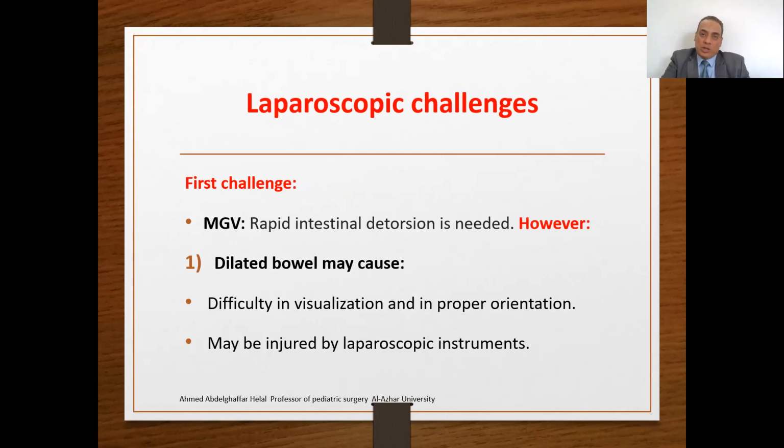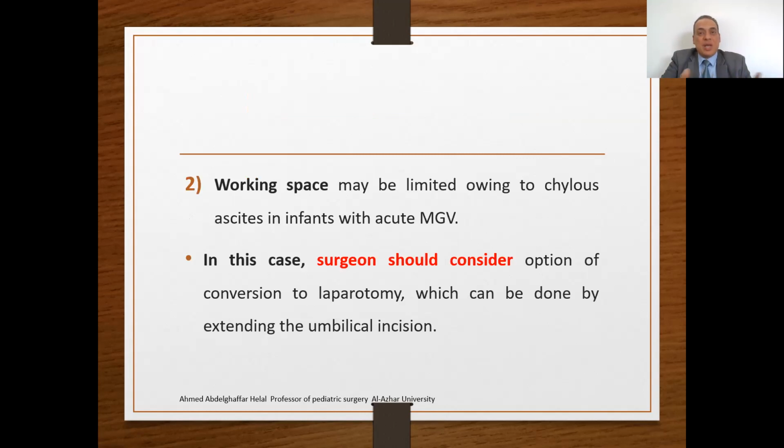During intestinal malrotation surgery, rapid intestinal detorsion is needed to quickly restore the blood supply of the loop. This can be achieved by laparoscopy. However, the dilated bowel may cause difficulty in visualization and in proper orientation of the surgeon. Also, dilated bowel may become injured by the laparoscopic instrument. The second limiting item in laparoscopy in case of mid-gut volvulus is the working space. The working space may be small because of the dilated loops, or because of chylous ascites in the infant with acute mid-gut volvulus.